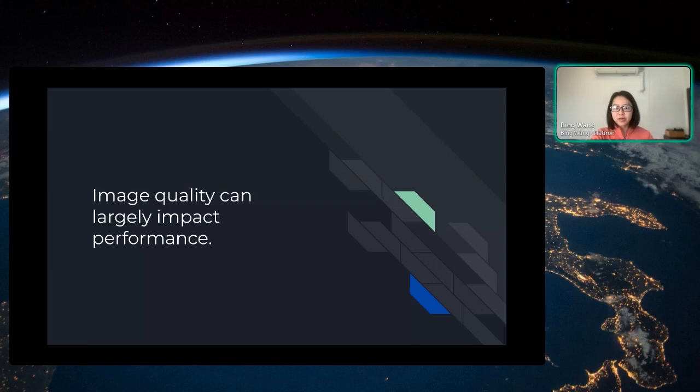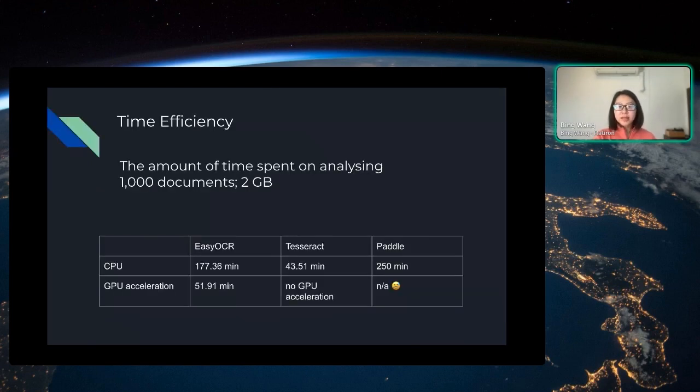The image quality really impacts the performance of the three models. And then when it comes to real life data analysis, right, time efficiency also matters. So we want to make sure the model does a fairly fast job converting the text, so that particular part of the data pipeline does not slow down the entire process.